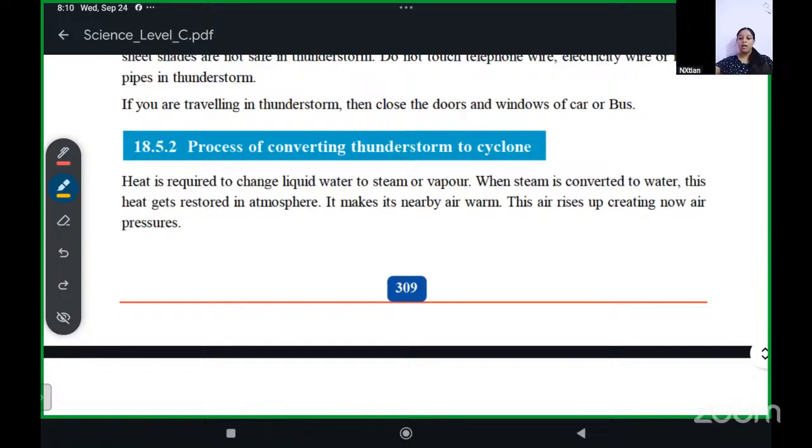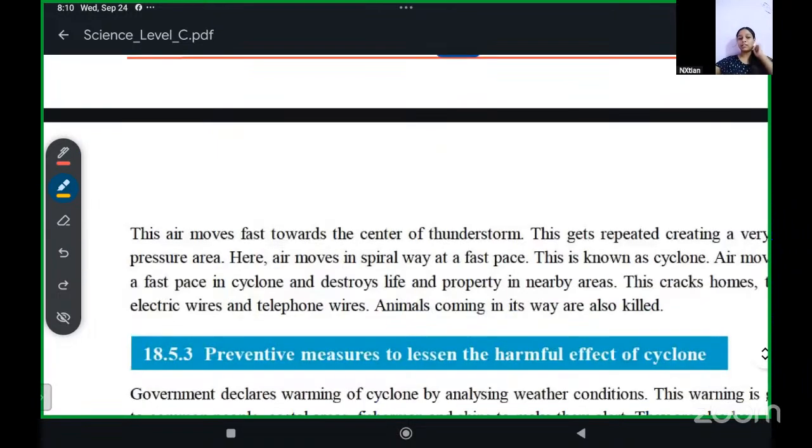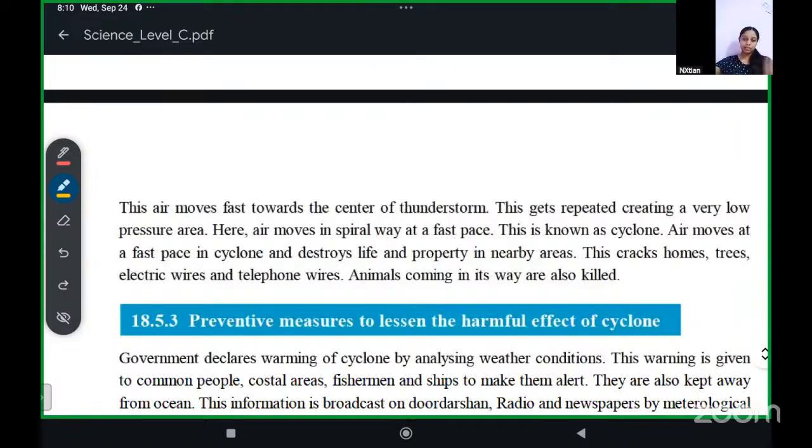Now, when the steam is again converted to water, the heat gets released and restored in the atmosphere. So this makes the nearby air warm. Because the nearby air is warm, it rises up, creating air pressures. Air moves fast towards the center of the thunderstorm in a spiral way, and at the bottom it creates a low pressure area. It starts moving the entire thing with the air. So this is known as a cyclone.